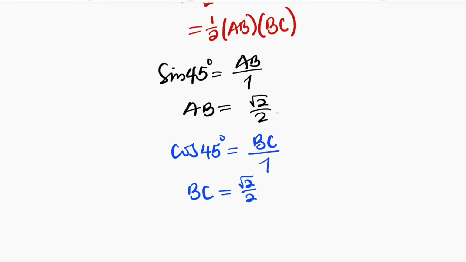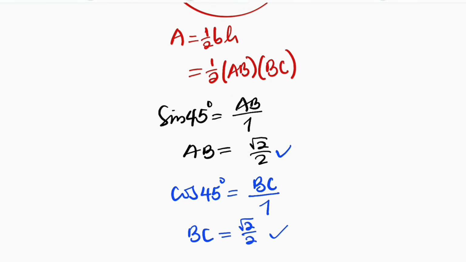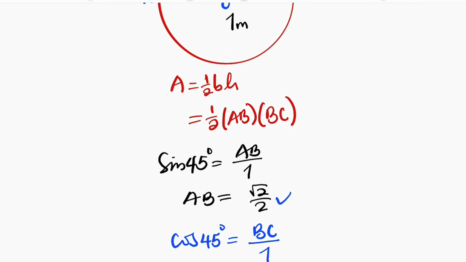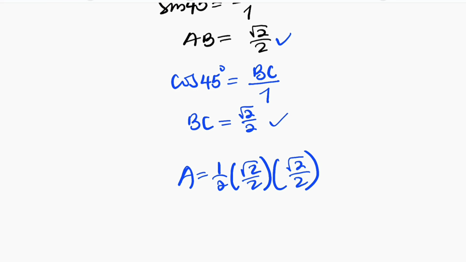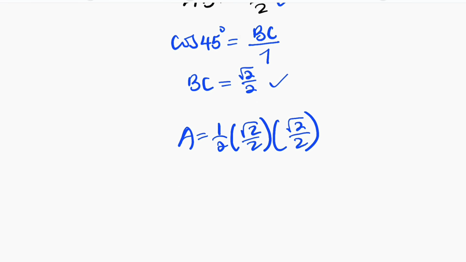Alright, so we are free to substitute these two back here. Finally, the area of that triangle is equal to half. The base is square root of 2 divided by 2. The height is also square root of 2 divided by 2. The diagram is not drawn to scale, you should know that.